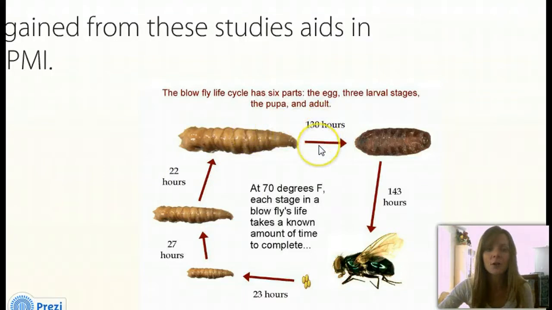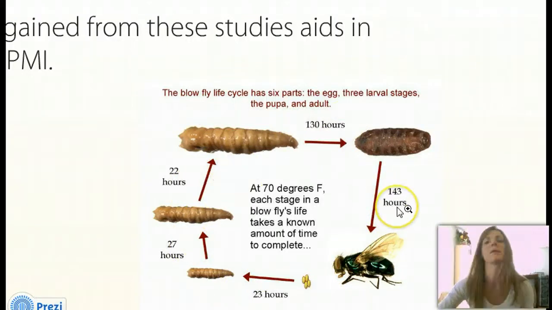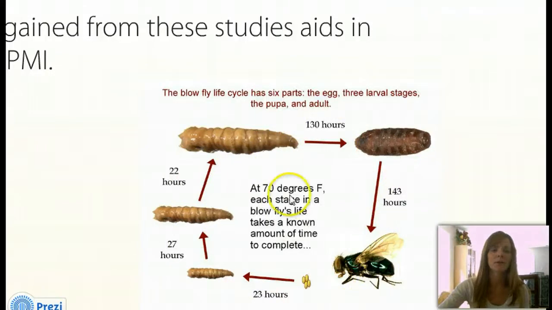Then 130 hours later, this larva right here will find its way into the ground, become a pupa, and back into an adult. So this whole life cycle takes, well, let's see, about 3 days. I don't know, do the math. Maybe like 7 days or so. I'm not sure if it says that somewhere. But basically, this says at 70 degrees, each stage in a blowfly's life takes a known amount of time to complete. But if that temperature changes, then the life cycle may change a little bit as well.